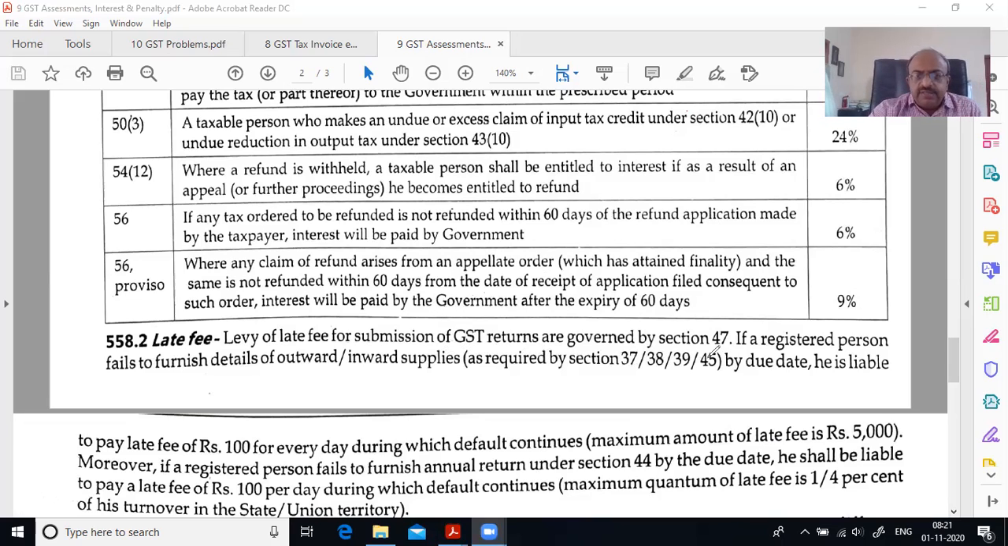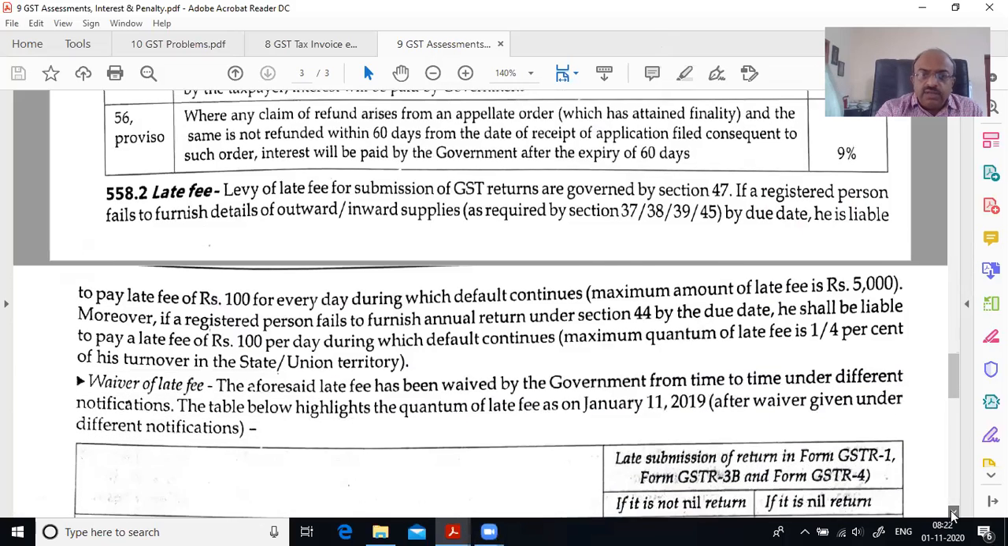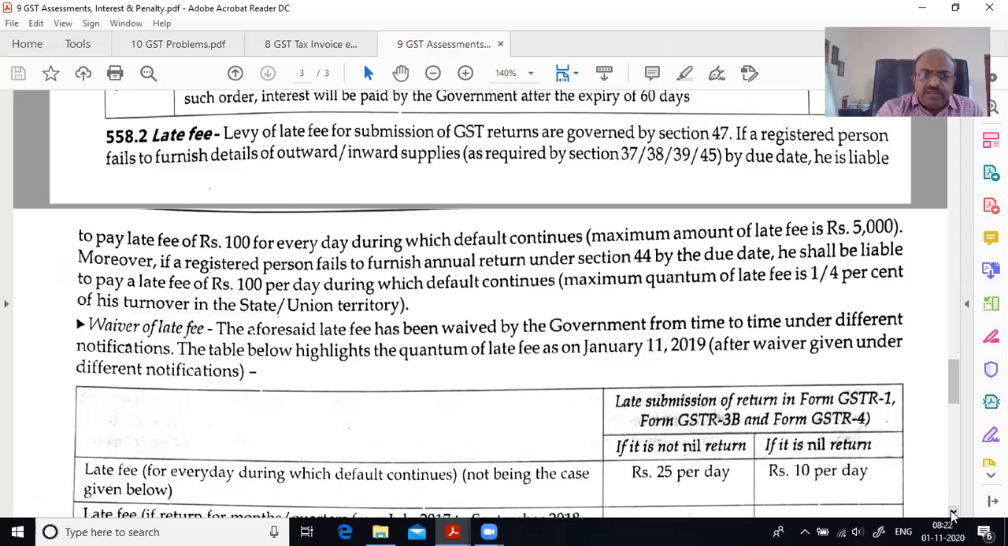But if you delay, if a registered person fails to furnish details of outward and inward supply under these sections by the due date, he is liable to pay 100 for every day the default continues. Maximum late fee 5,000. Can you imagine? That means for every period of delay.